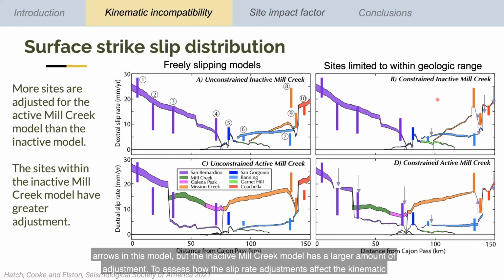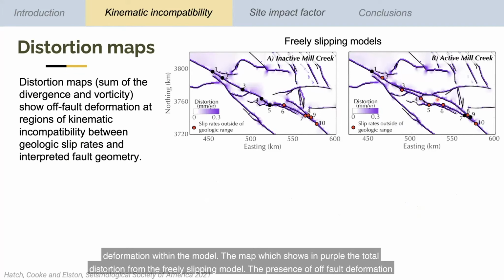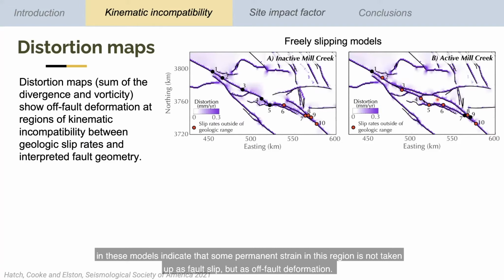To assess how the slip rate adjustments affect the kinematic compatibility of the whole system, we investigate distortion maps. Distortion is the sum of the divergence and the vorticity, and it shows the off-fault deformation within the model. The map, with shades of purple, shows the total distortion from the freely slipping model. The presence of off-fault deformation in these models indicates that some permanent strain in this region is not taken up as fault slip, but as off-fault deformation.